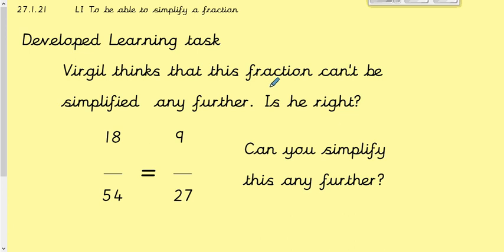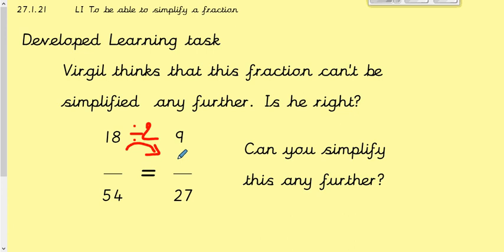Is he right? Can you simplify this any further? So we have 18/54 and he simplified it into 9/27. So he's divided it by 2. Now, can we divide this by 2 again? Looking at it, no, we can't, because I can see straight away 9 is an odd number and 27 is as well. So we cannot divide either number by 2.